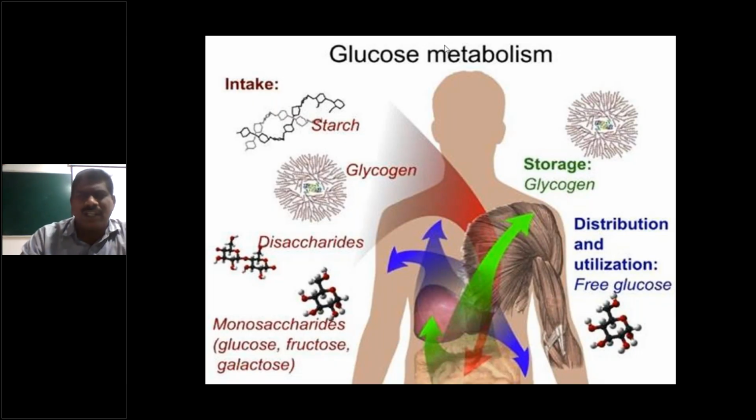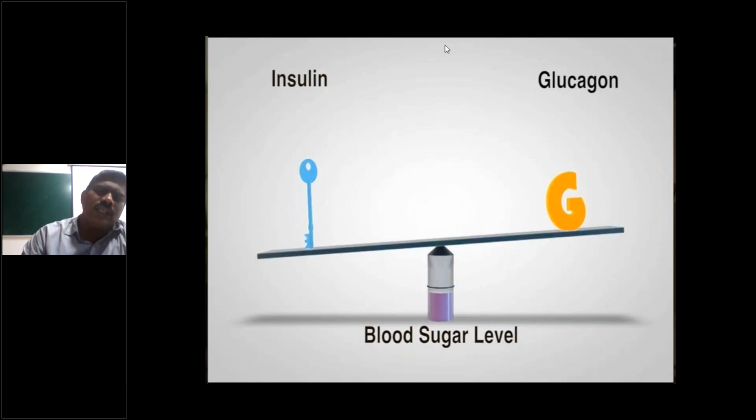Now, take the case of glucose. We are taking starch in our diet. The starch is split into disaccharides and glycogen. Starch is the major part of the diet, followed by glycogen and disaccharides, and we are consuming glucose, fructose, and galactose. Whatever you take is ultimately stored in the form of glycogen, and this is distributed and utilized. Glycogen is stored only in the liver and muscle, whereas free glucose is distributed and utilized by the entire body.